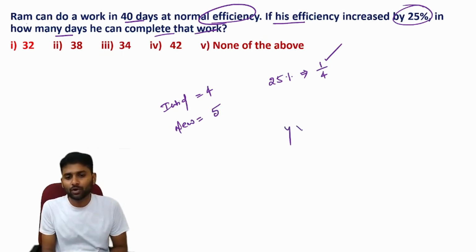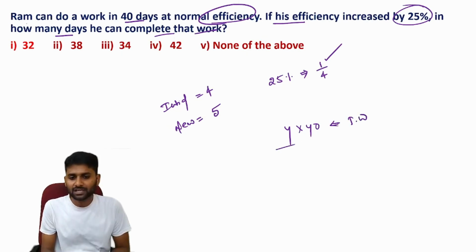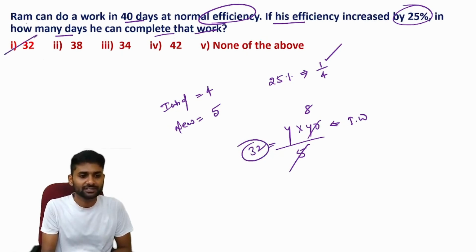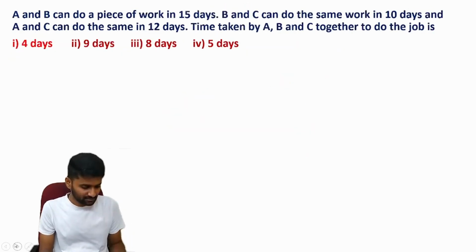If he works with the old efficiency, he completes it in 40 days. What is the total work here? 4 into 40. Now this work, if he works with 5 units efficiency, how much time does it take? 5 goes into it exactly 8 times. 8 into 4 is equal to 32 days. Try this question.